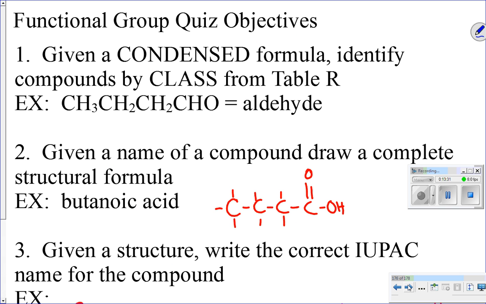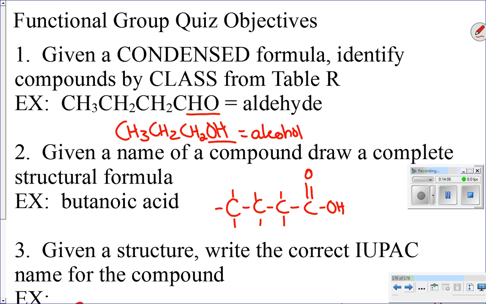Your quiz objectives. Number 1, given a condensed formula, identify compounds by class from table R. Make sure you have these written on your reference table. For example, you see this ending right here, it's an aldehyde, versus seeing this, this is going to be an alcohol, okay? So just be sure you understand the examples between those. COO groups, knowing what the ester looks like when it's condensed, the ether, the ketone.